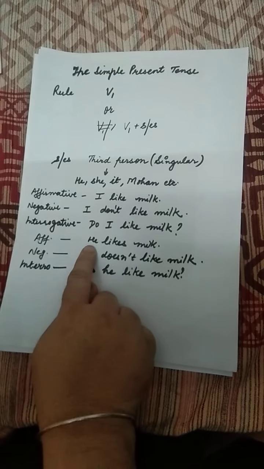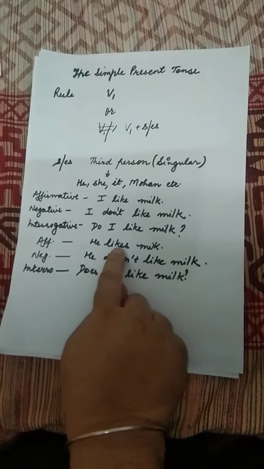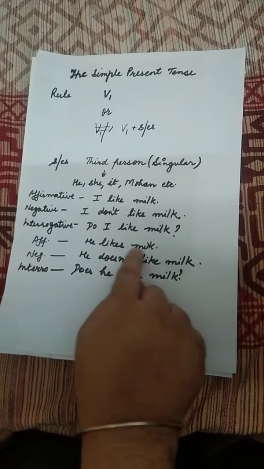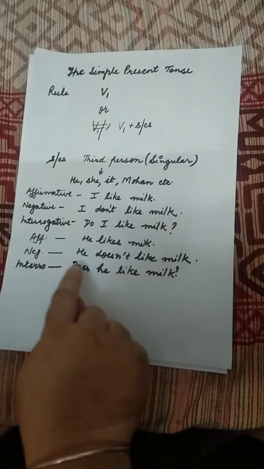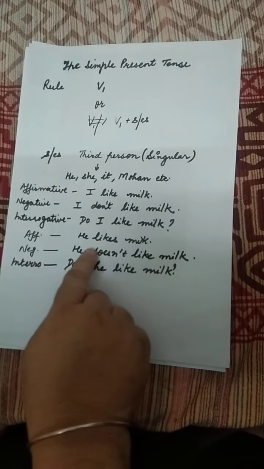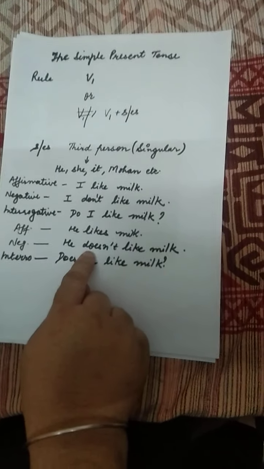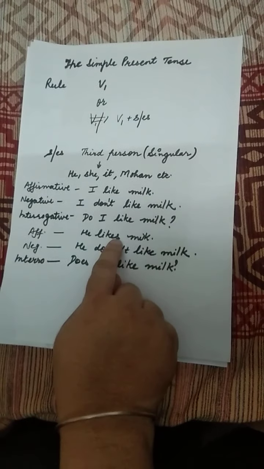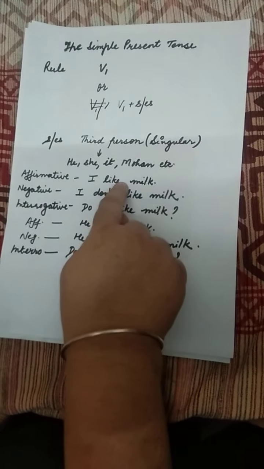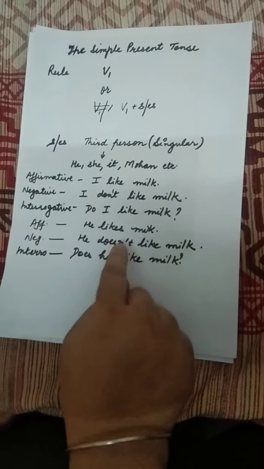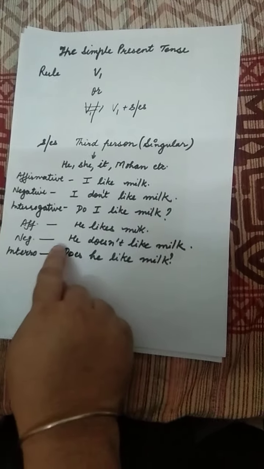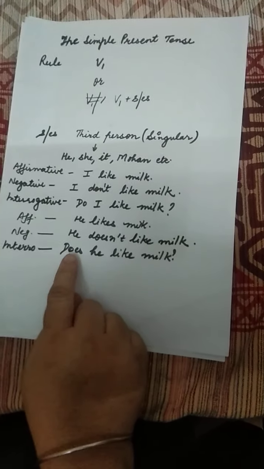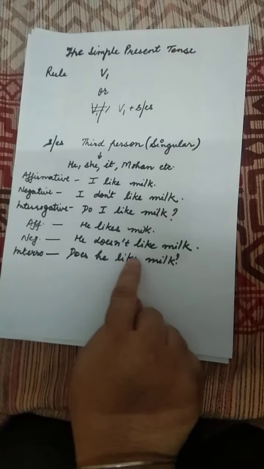And another example is here: he likes milk. So he is the third person, that's why we will use s with like, and it will become he likes milk. And if we change this into negative form, then with he we will write does not like. We write does not because s is here, so that's why we write does. Where there is no s, we write do. So, does not like milk. If we want to change the same sentence into interrogative form, we will start the sentence with does: does he like milk?